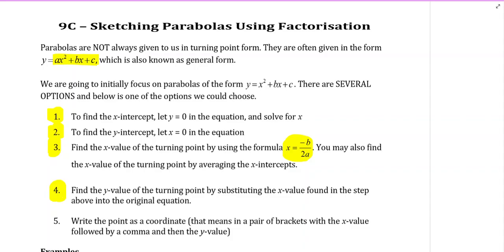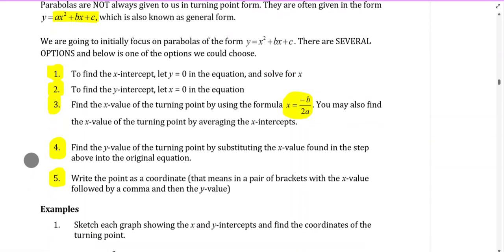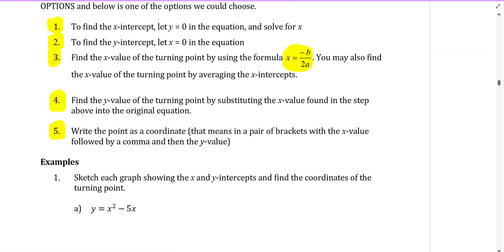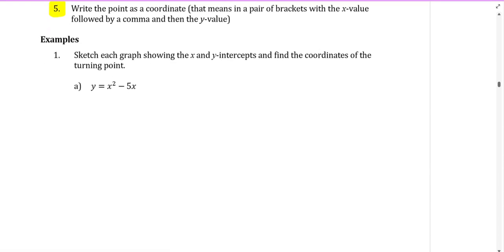The second option for finding that x value is to average the two x-intercepts that you found in step 1. Either of those options work. And finally, once you've found all of those things, you plot it all onto your Cartesian plane, making sure that you mark the x and y intercepts and your turning point. Okay, so we're going to work through those 5 steps to help us with these questions.